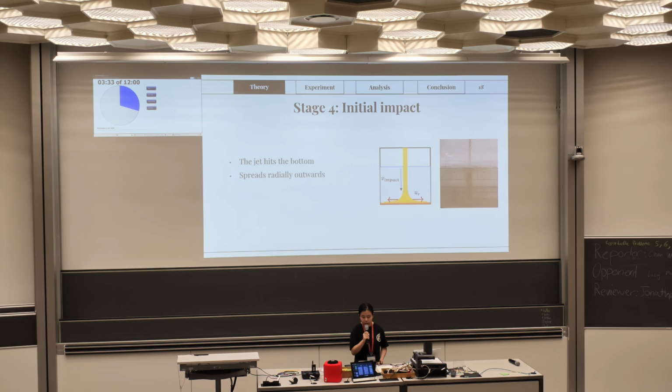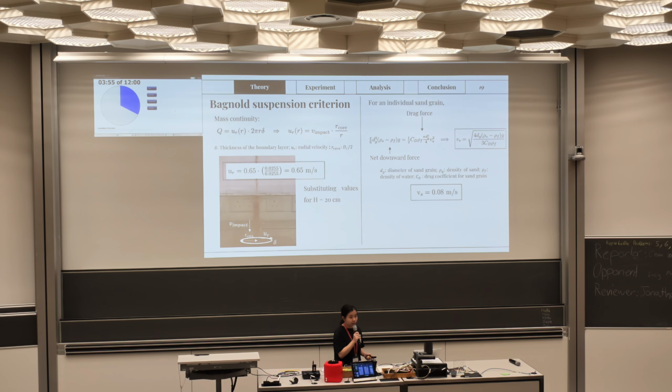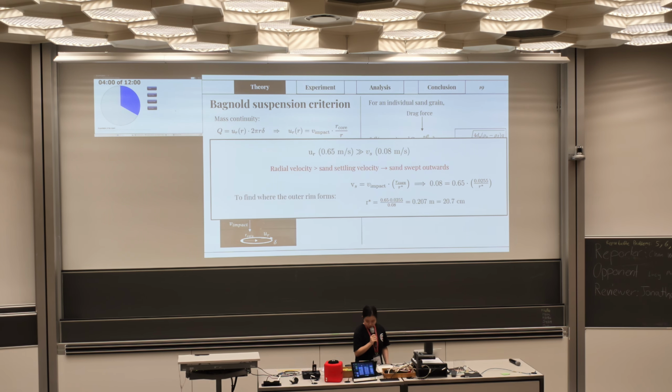In stage 4, the jet hits the bottom and it spreads radially outwards. Using mass continuity, the radial velocity of the jet decays as U_R equals v impact times R core over r. We compare the radial velocity of the jet and the sand settling velocity. At the impact point, U_R is greater than the sand settling velocity, and hence the sand is swept radially outwards. R star is around 20.7 cm, as shown.